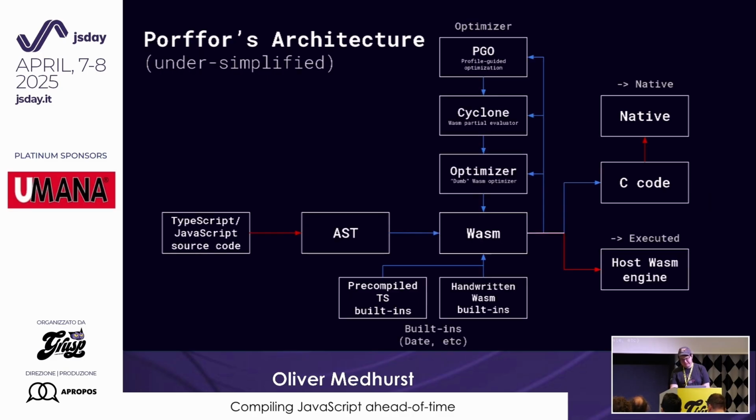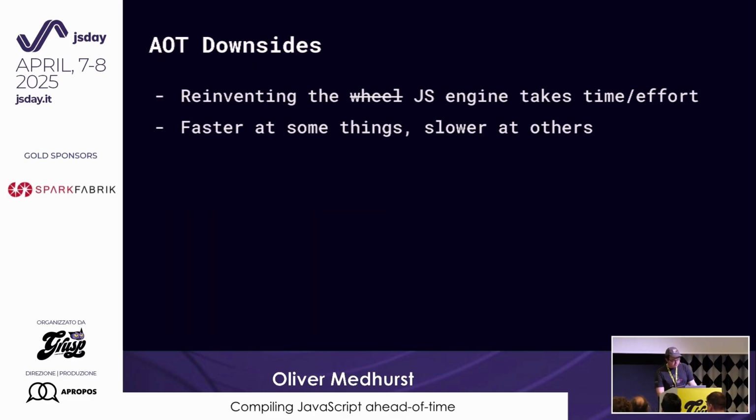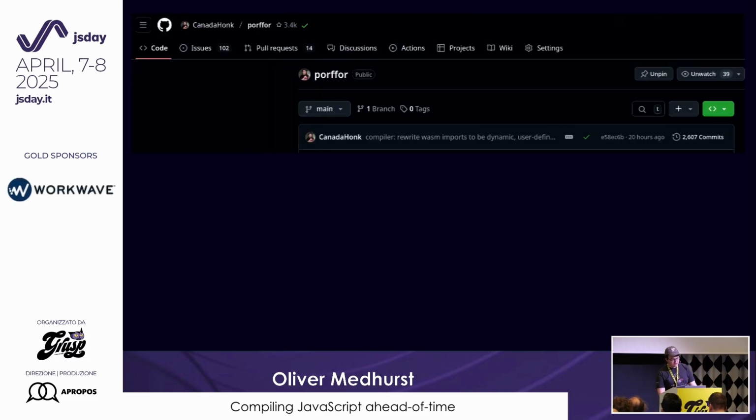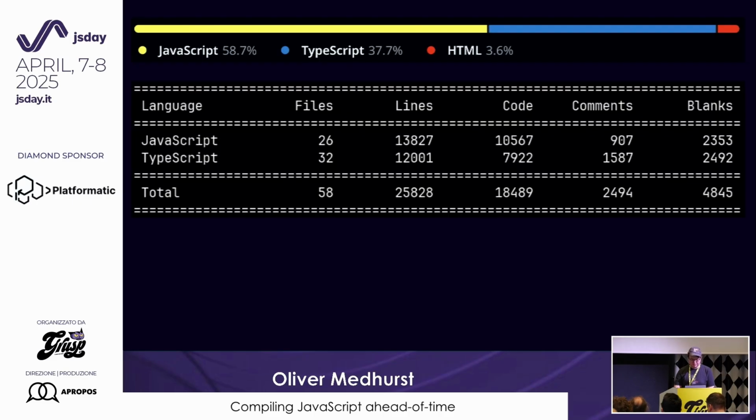Yeah, less simplified, there's a lot of work into optimization because performance is important. So yeah, the main downside is you have to reinvent the entire JS engine, which is a lot of effort and time. Some things are much faster, some things are slower. So Test262 is the official test suite for the JS specification made by people who write it. And currently, Porffor passes just over 58% of the entire spec. So that's everything from basic math to Temporal or newer emerging specifications. And yeah, it's just on GitHub if you want to play with it.